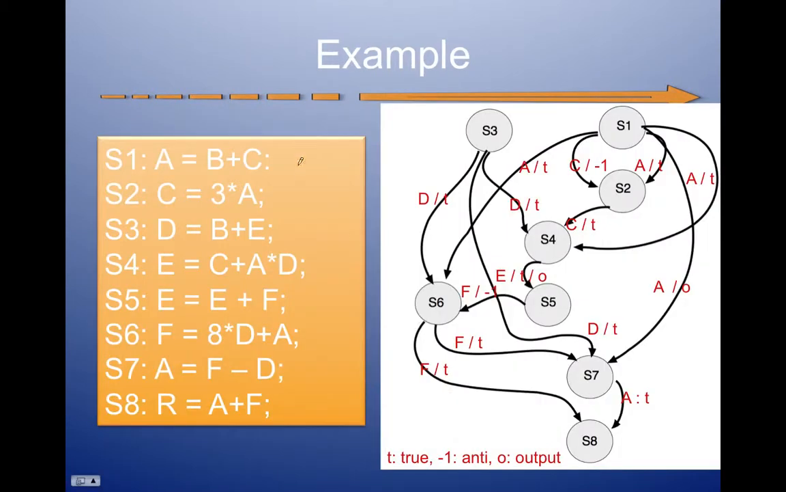Here is an example. I have 8 statements, and for each statement I have a vertex, and between the statements I have the edges representing the data dependencies. So for instance, if I take the relationship between S1 and S2, I have two dependencies. One on A, a true dependence, because S2 is using the value produced by A, and I have an anti-dependence here, because C is read by S1 and it's overwritten by S2.